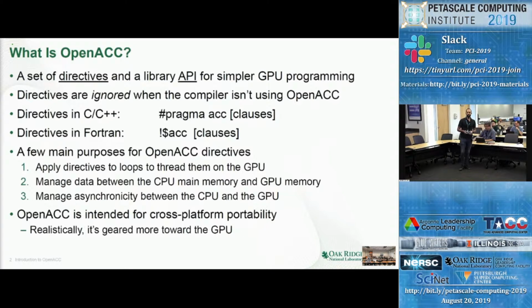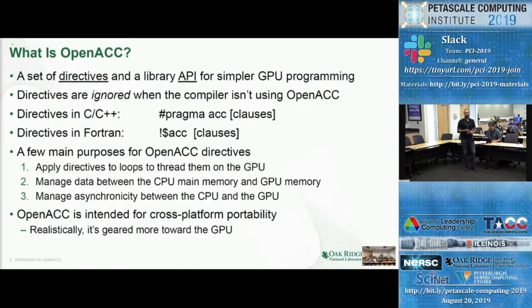But the gist is you can add these. It'll run on the CPU if you don't turn on the OpenACC flags in your compiler, and it will run on an accelerator target if you do turn on the OpenACC flags. So there's a few main purposes for OpenACC directives. One of them is to apply directives to loops so that you can thread things within the GPU. Another is to manage data between two separate memory address spaces. And another is to manage asynchronicity between the CPU and the accelerator.